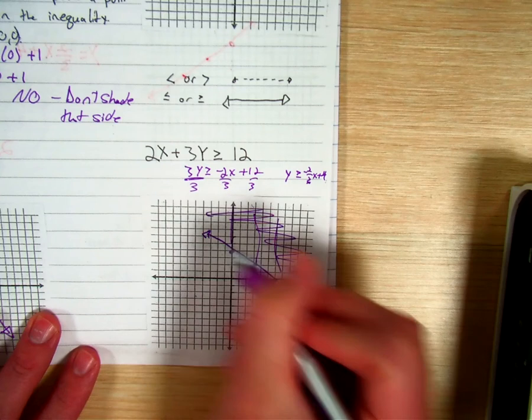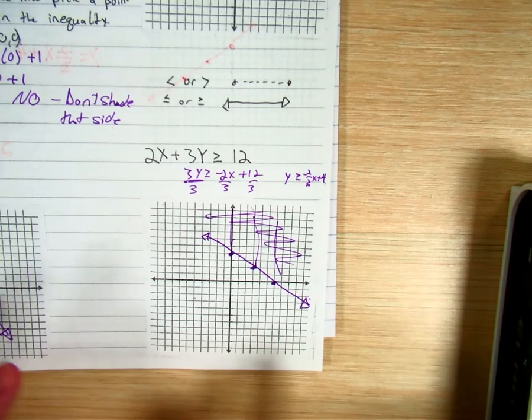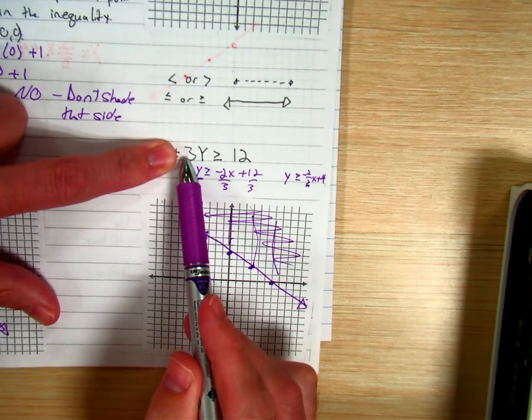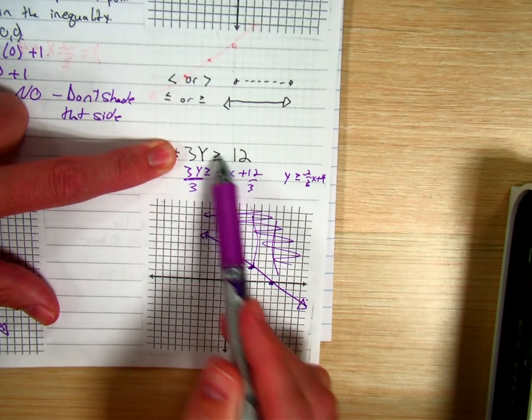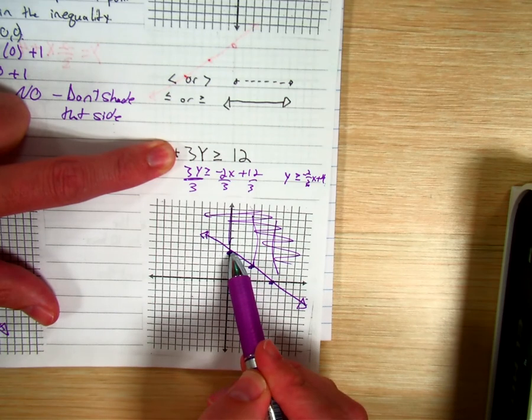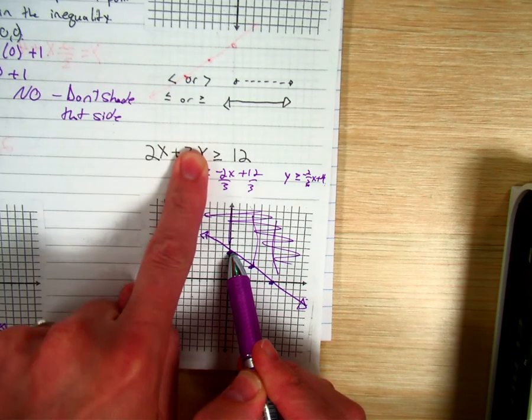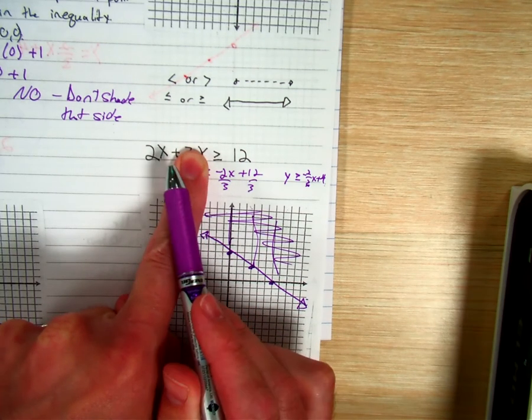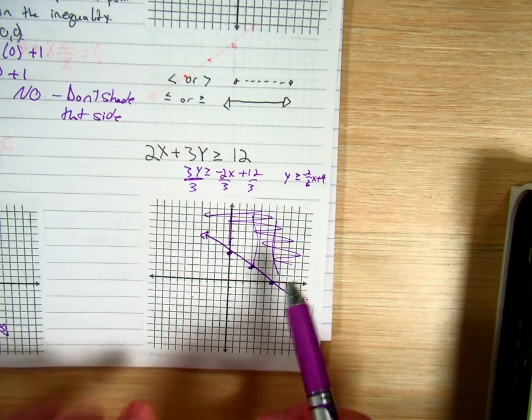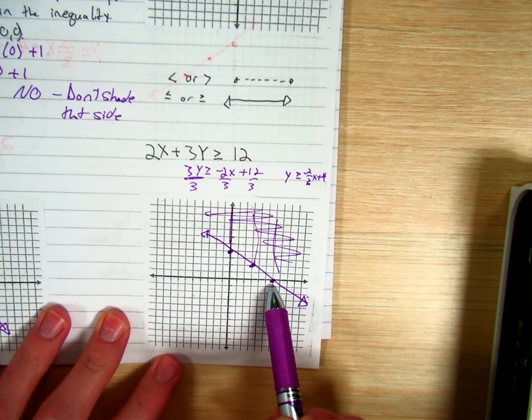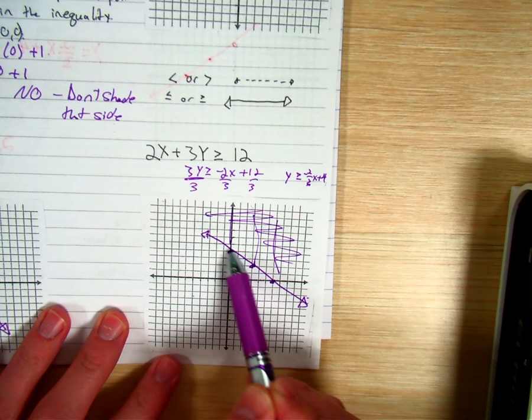If I was doing standard form, cover up the x. 3y equals 12. Y is 4. 1, 2, 3, 4. If I cover up my y's, x would equal 6. 2 times 6 is 12. 1, 2, 3, 4, 5, 6. And there's my dot again. So it ends up being the same 2 dots.